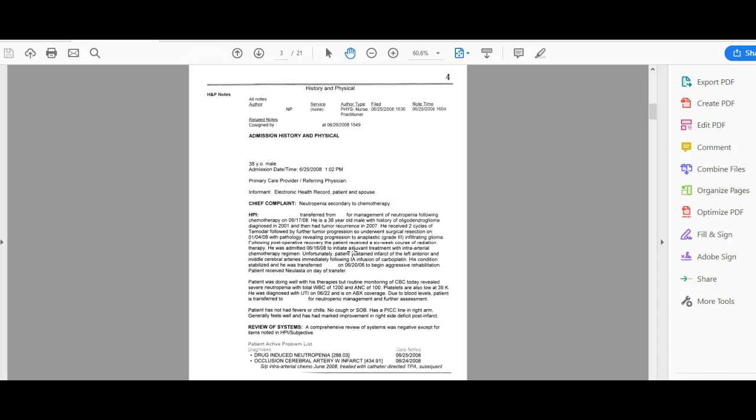Again, he tells us he's 38 with oligodendroglioma, and he's had two treatments for that and surgical resection. He was admitted for chemotherapy and sustained an infarct of the left anterior and middle cerebral arteries immediately following an infusion of that medicine. So he was transferred to begin rehabilitation. So then it says patient was doing well until his therapies, but routine monitoring of CBC today revealed that he had neutropenia. His platelets were low. He was diagnosed with a UTI.